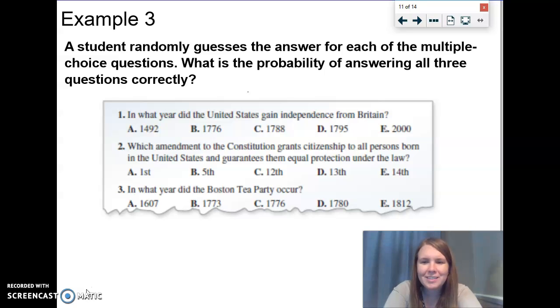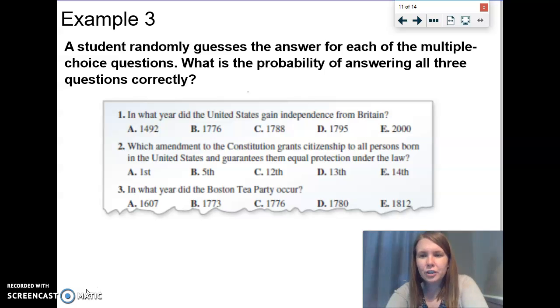By the looks of this quiz, it looks like you're taking a social studies test. So Mr. Bo decides to give you a test here, and you look at these 3 questions and you go, oh man, I don't know any of them. So you want to know what the odds would be, or how likely it would be, that if you just guessed, you got all 3 of them right.